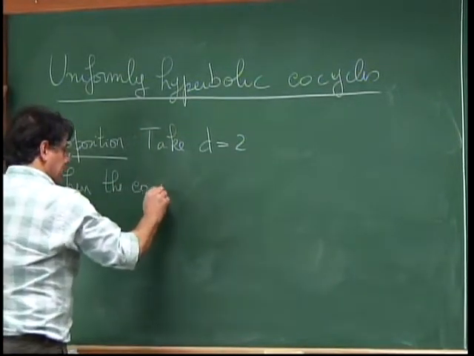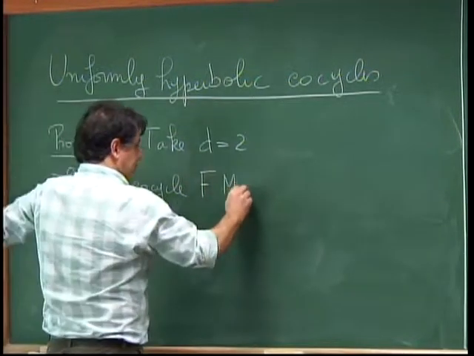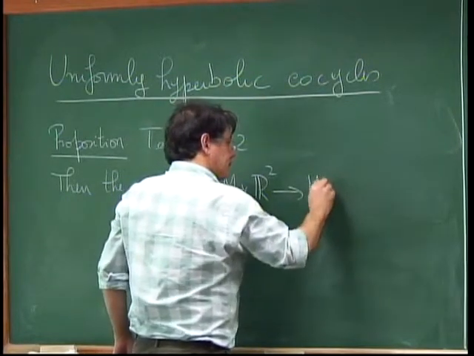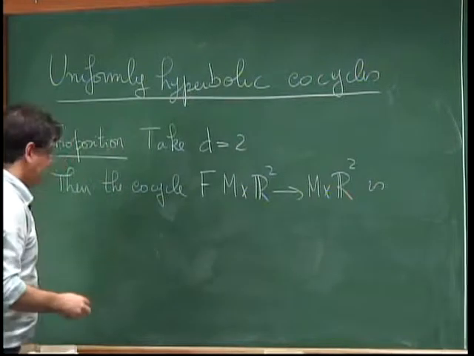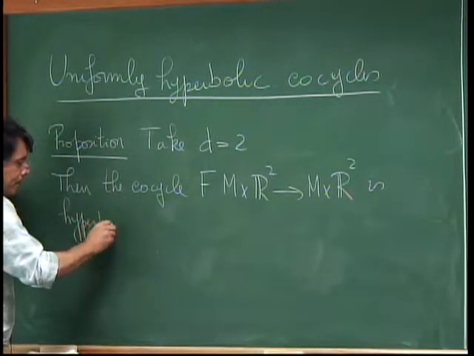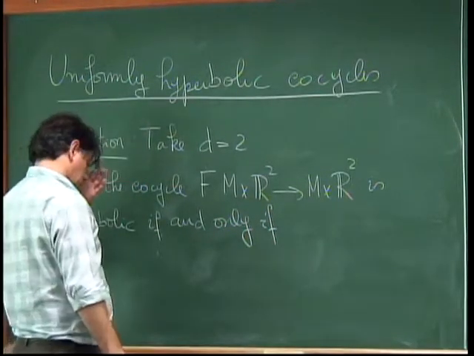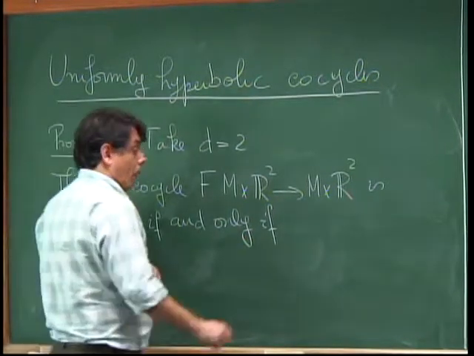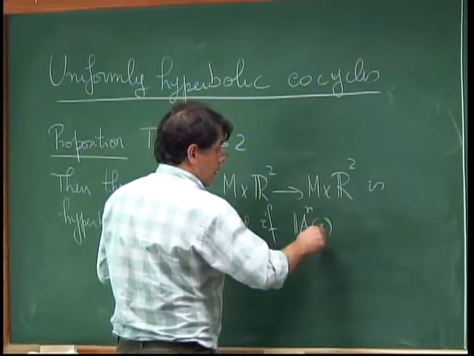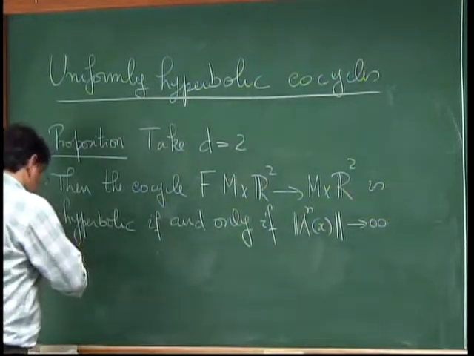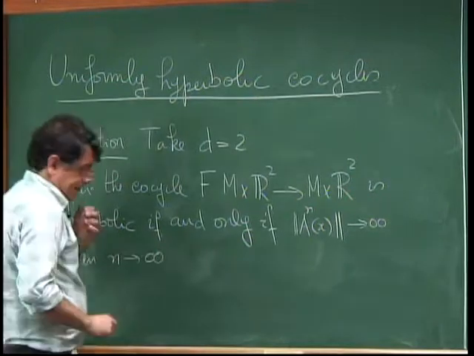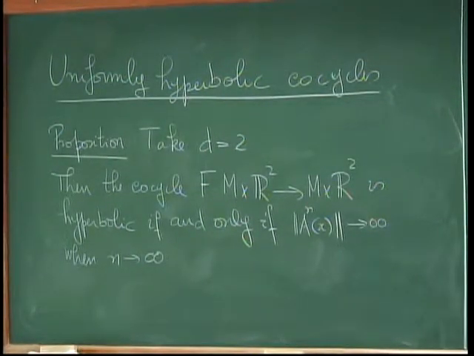the cocycle is hyperbolic if and only if the norm goes to infinity when n goes to infinity. I'm missing some hypothesis. Yeah, no, this is not correct as it is.